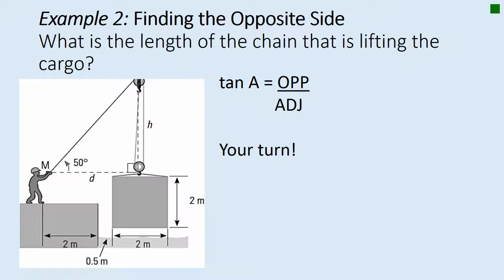Okay, your turn. Try example 2. You want to find the opposite side. What is the length of the chain that is lifting the cargo? So you're going to be looking for H here. And you should be able to find out what this D is using these numbers down here. Now be careful. This one has a little bit of a trick to it. When you're ready, go to the next slide.